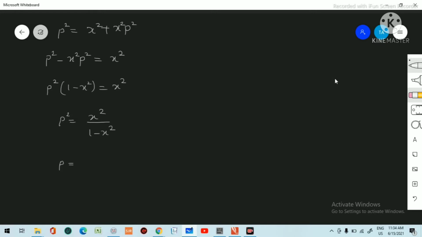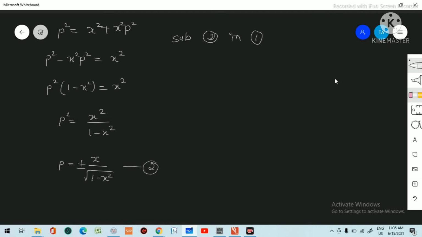Now p is equal to square root of x square. Square root, we will get only x. Taking square roots on both sides, we will get x by square root of 1 minus x square. Is it fine? Yes, sir. This is our p value, that we call it as 2.